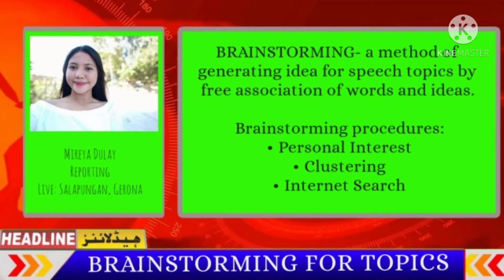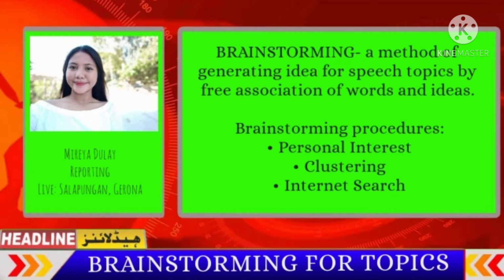Brainstorming is a method of generating ideas for speech topics by free association of words and ideas. So itong brainstorming na tinatawag is isang informal way to generate topics or points to make about your topic. Then, there are 3 brainstorming procedures. Number 1 is personal interest or inventory. Number 2, clustering. And number 3 is internet search.